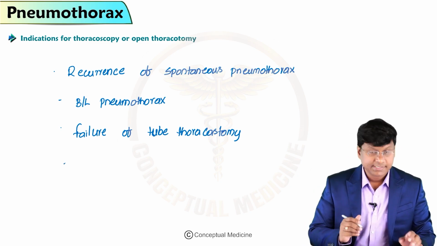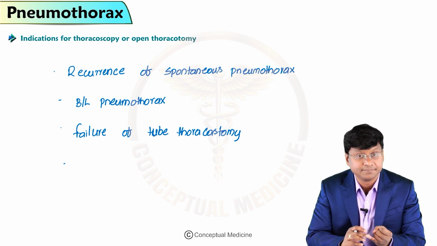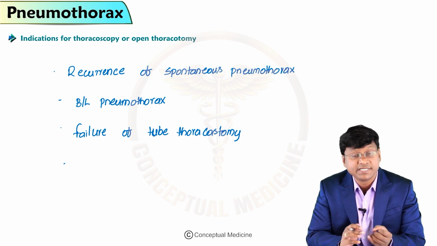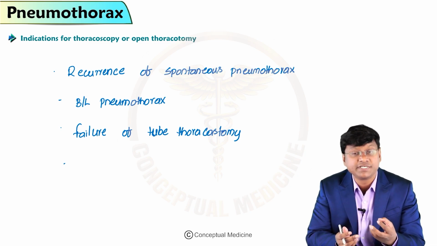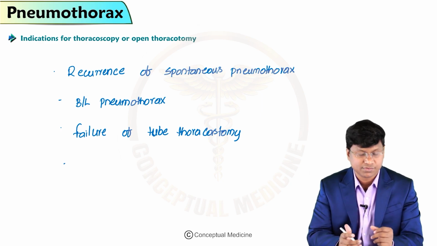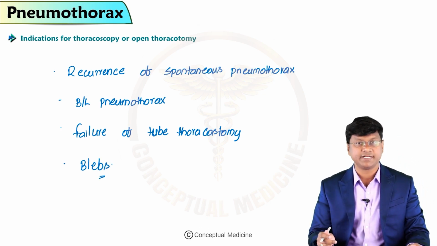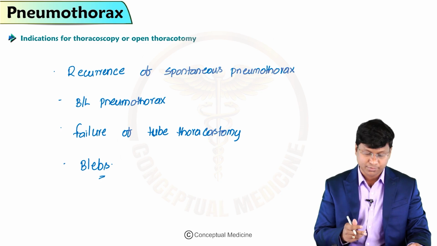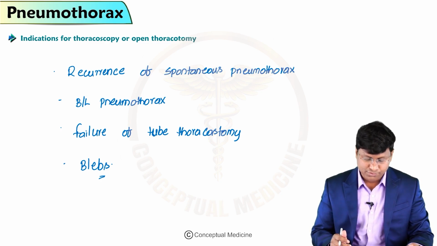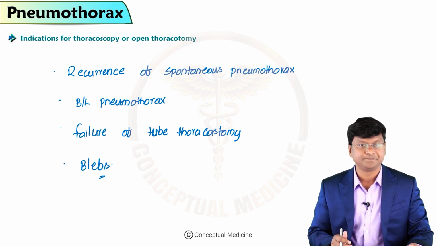And surgery permits the resection of blebs which are responsible for the pneumothorax. Okay, so resection of blebs, right, mainly in case of emphysematous bulla, that can cause the recurrent pneumothorax. That is also an indication for thoracoscopy or the open thoracotomy.